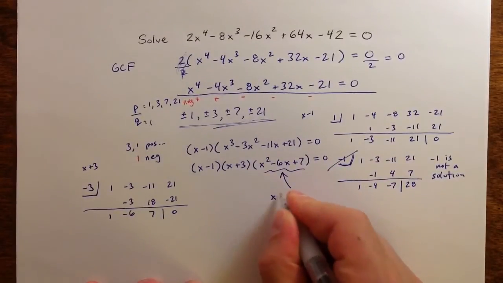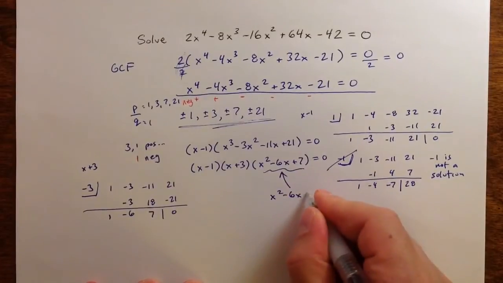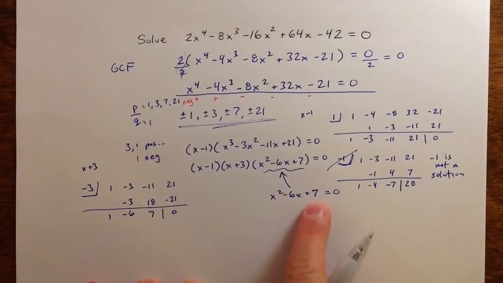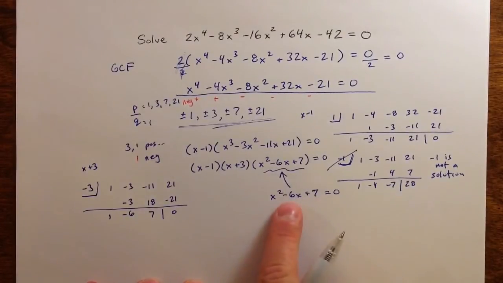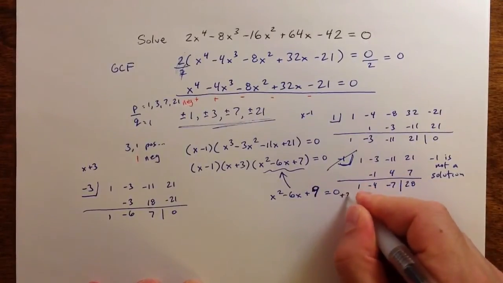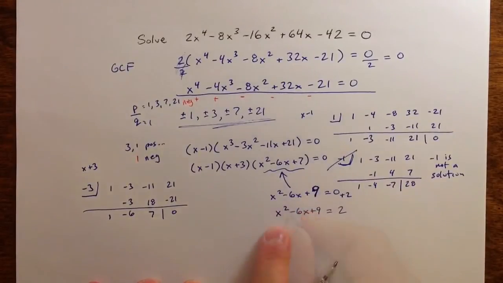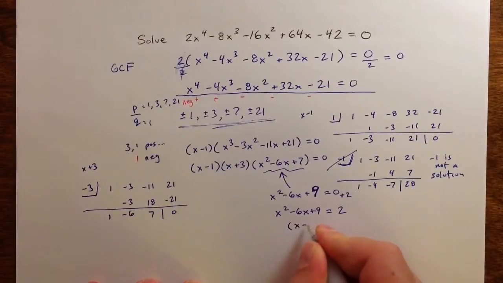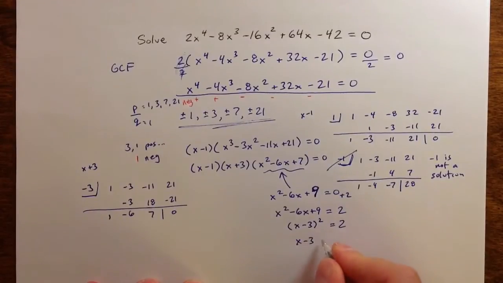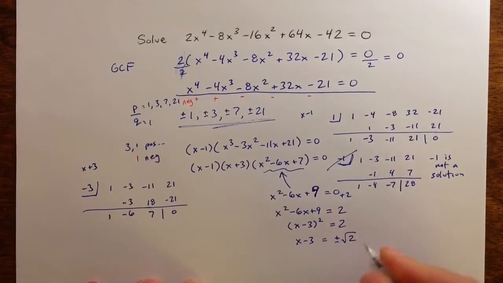Essentially, I want to solve the equation x squared minus 6x plus 7 equals 0. If this was a 9, it would be a perfect square trinomial, right? Dividing the 6 in half and squaring it gives me 9. So to turn a 7 into 9, I need to add 2. So that means I need to add 2 on the other side. So I end up with x squared minus 6x plus 9 equals 2, which is the same as x minus 3 squared equals 2. So x minus 3 equals plus or minus the square root of 2.